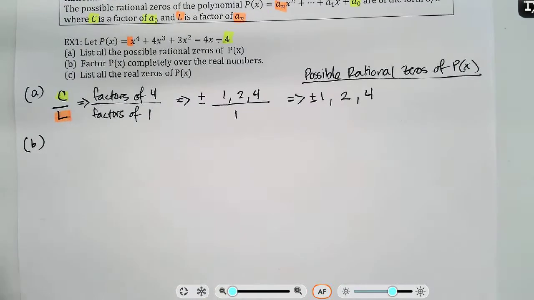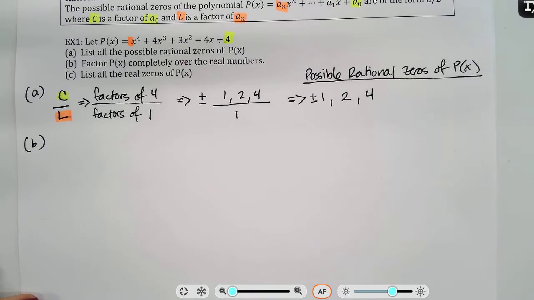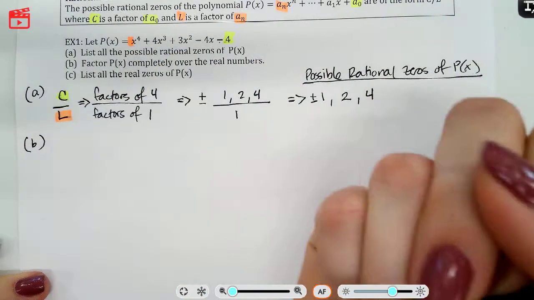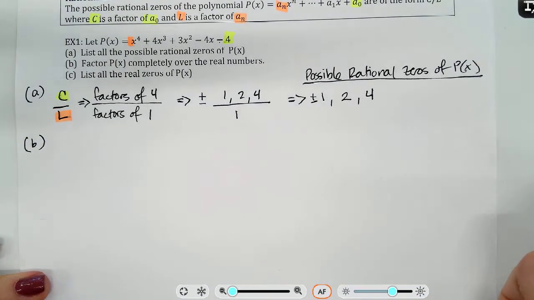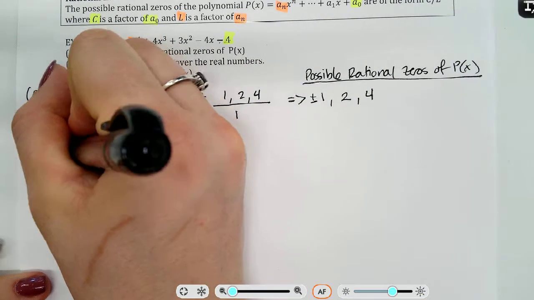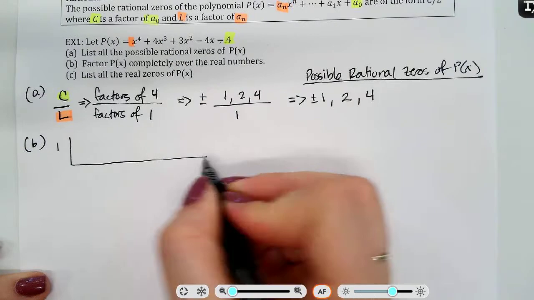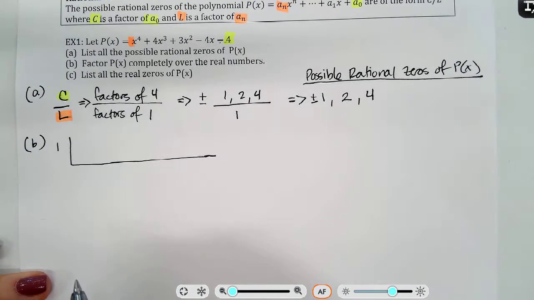We want to factor p of x completely over the real numbers. Well, we've already gone over how to do synthetic division, so we're going to use that for factoring. I'm going to pick one of these. Now remember, there are 6. I normally just go with positive 1 first because that's a simpler one. So I'll start with dividing my polynomial by 1 and see if this is a 0.